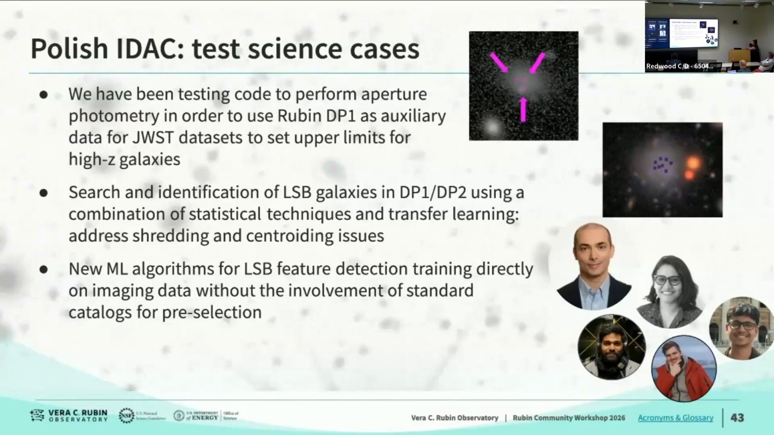Search and identification of low surface brightness galaxies or any other specific type of galaxies using, in this case, a combination of statistical techniques, SExtractor, Galfit, and so on, but also placing directly new machine learning algorithms for detecting specific features or specific types of objects. So these types of science cases are tested, but more will be possible, and hopefully we can do it together. Thank you.